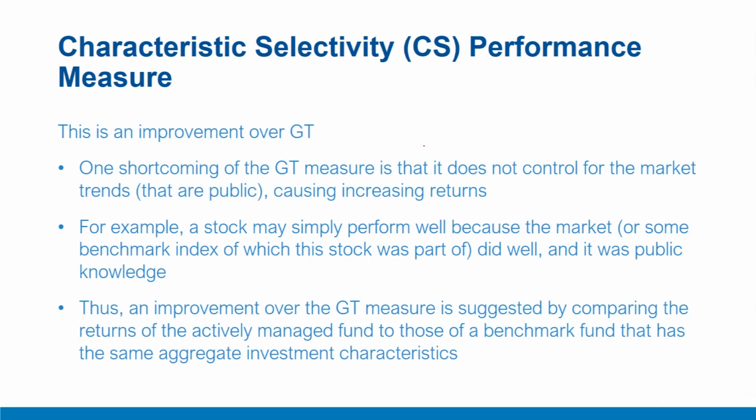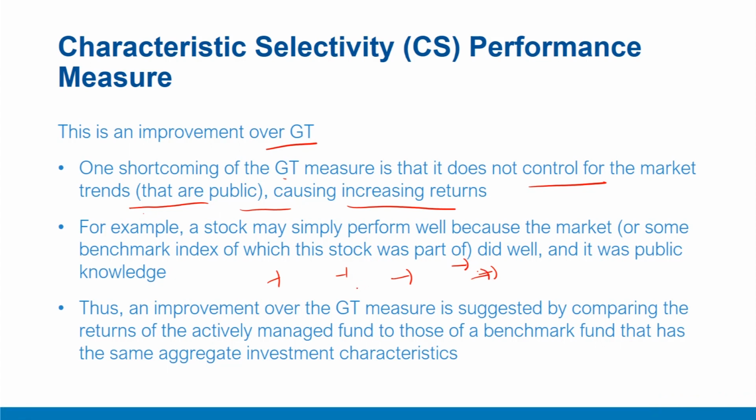This CS measure, or characteristic selectivity measure, is an improvement over the GT measure. One important shortcoming of the GT measure was that it does not control for market trends or performance due to certain styles causing increasing returns. For example, a stock may simply perform well because the market favors a certain style or some kind of benchmark which did well, which was public knowledge. One example of this kind of scenario is that it is well known that small stocks usually overperform large stocks, and therefore a manager who is just playing on this strategy should not be rewarded for this simple fact.